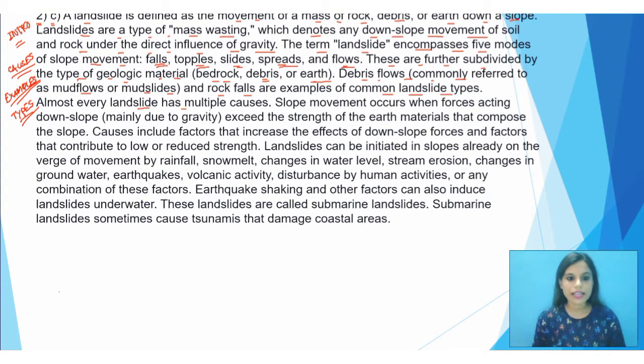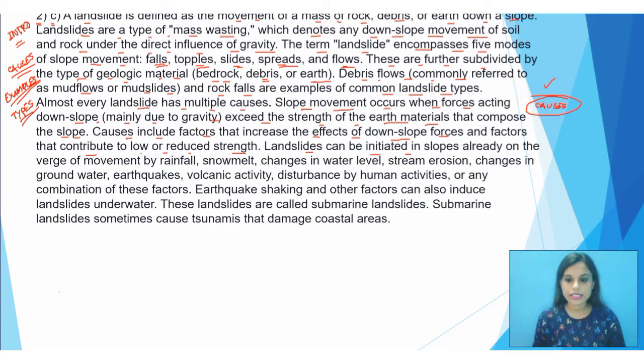Almost every landslide has multiple causes. Slope movement occurs when forces acting downslope, mainly due to gravity, exceed the strength of the earth materials that compose the slope. So here comes the causes once again. Here you are going to explain the causes, which is the main portion of the question. You have been asked about the causes of the high frequency of landslides day by day. Causes include factors that increase the effects of downslope forces and factors that contribute to low or reduced strength.